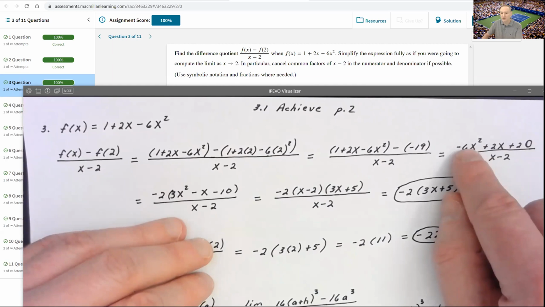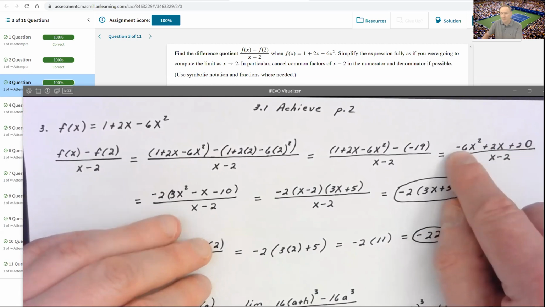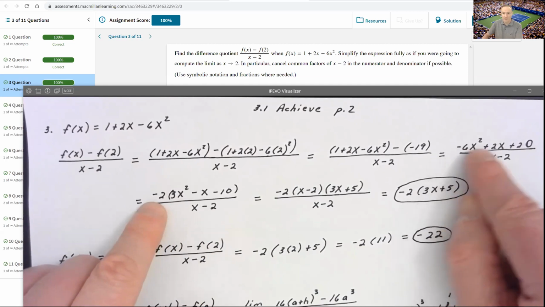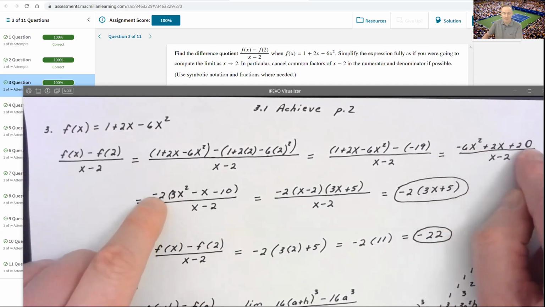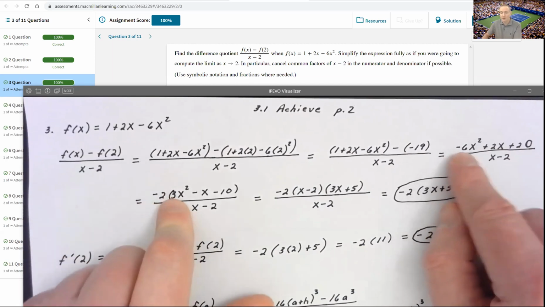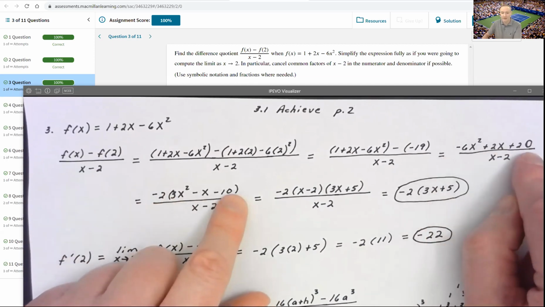So what I chose to do in this step is I've factored out the greatest common factor in all 3 terms of a negative 2. Whenever the leading term is negative, you should factor out a negative, and of course they all have a factor of 2 in common as well. So I factor out a negative 2, leaves me with a positive 3x squared minus x minus 10 remaining.